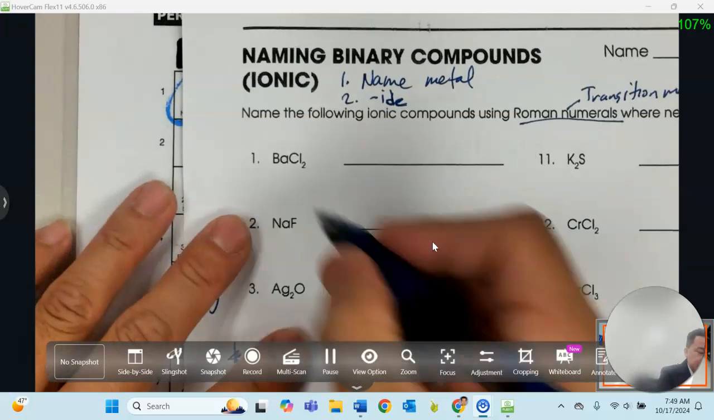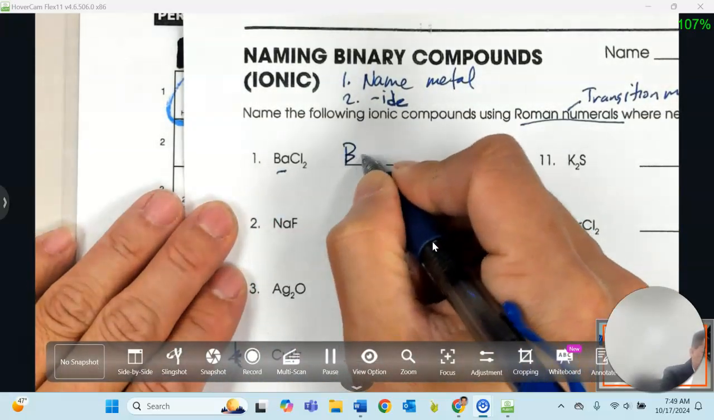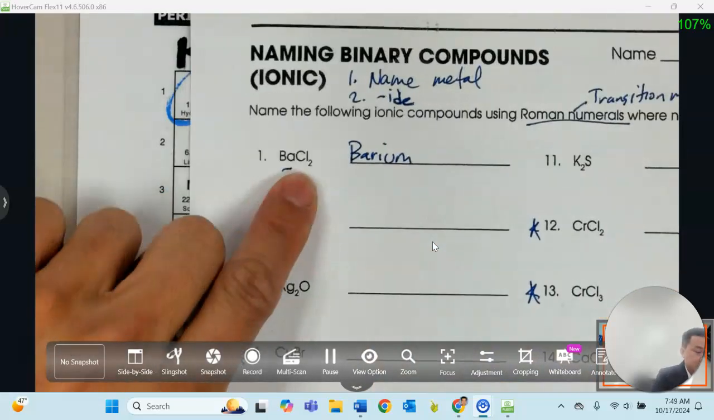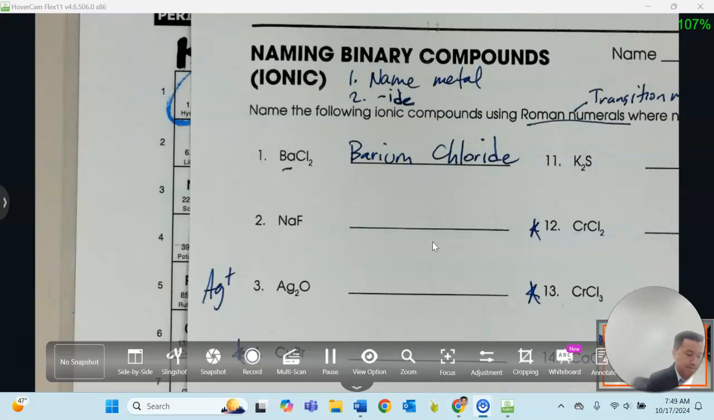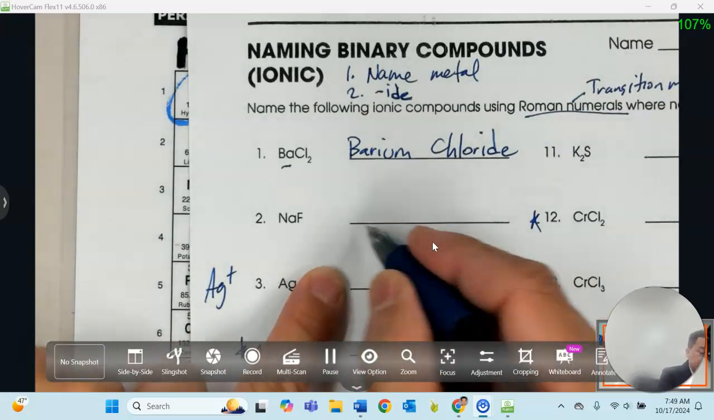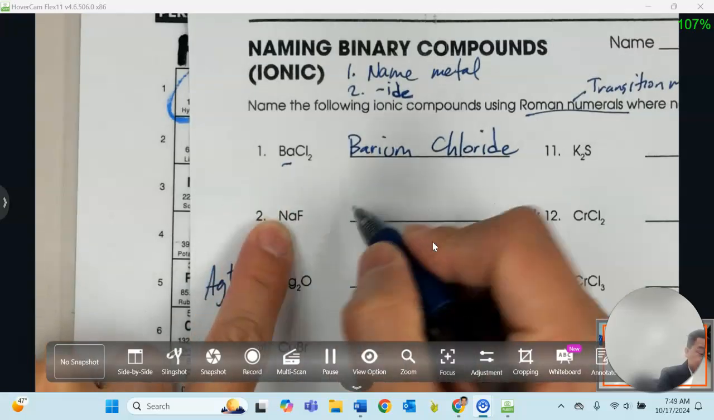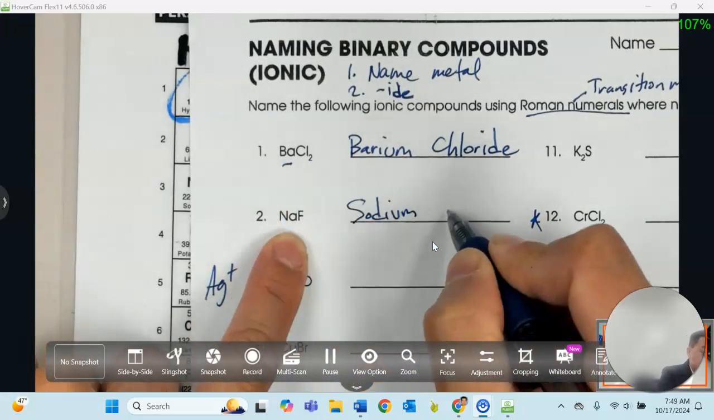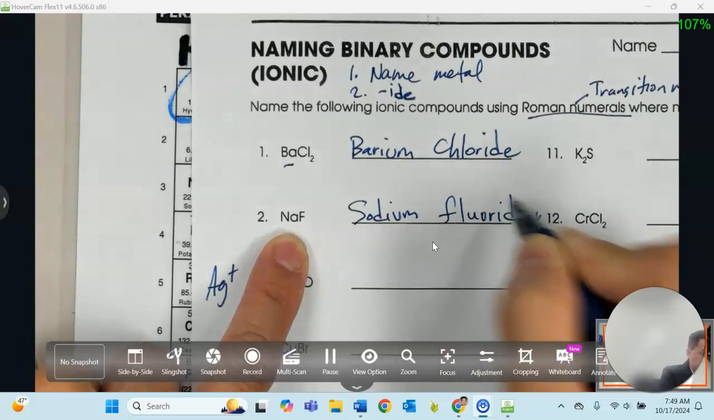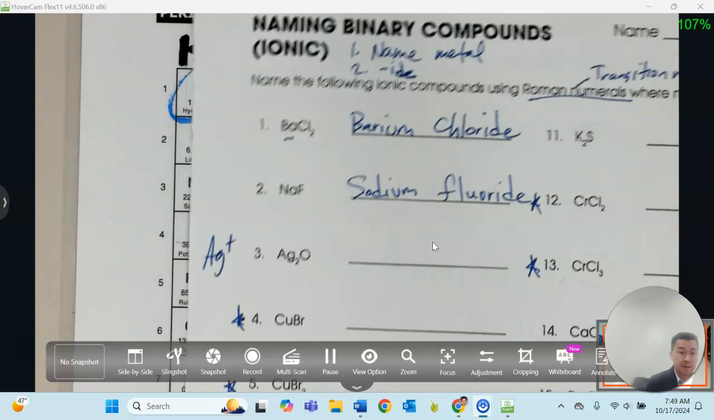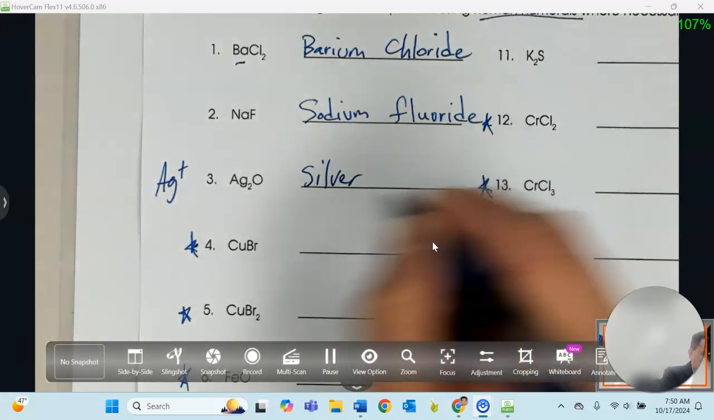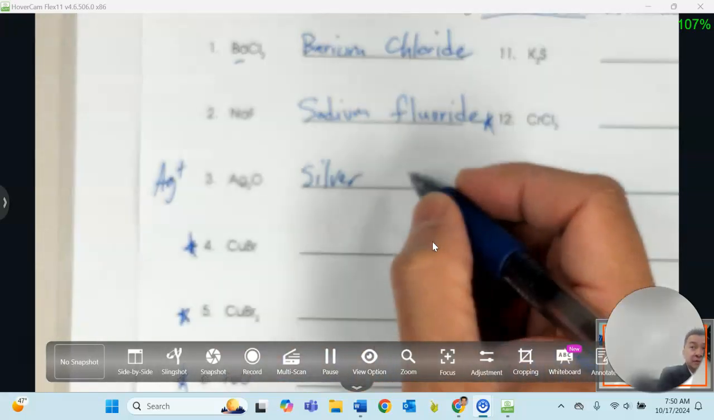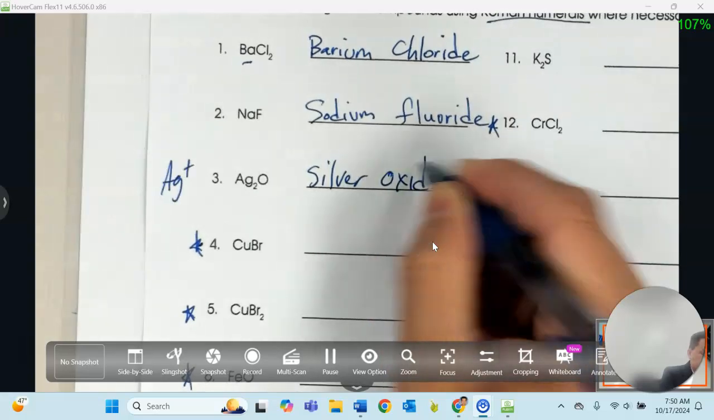So we named this, the first one, barium, Ba. Look at that element on the periodic table, barium. Then chlorine becomes chloride. There you go. Okay. Next one, you can do this one, right? Na is sodium. Fluorine becomes fluoride. All right. Number 3. Ag, silver. It's a transition metal, but we don't need to write a Roman numeral for silver because it's always 1. It's silver oxide. Okay.